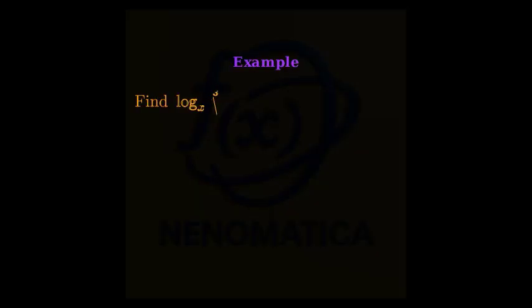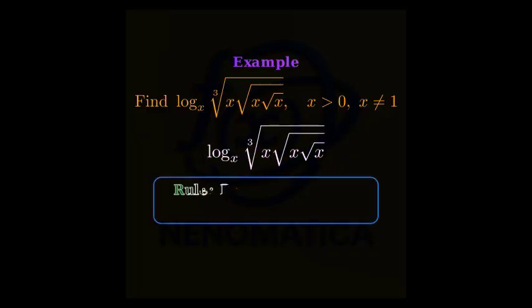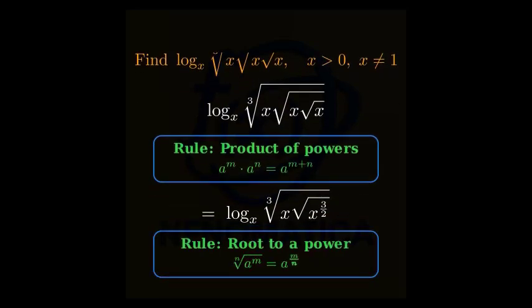Example. Problem. Compute log base x of the cube root of x times the square root of x times the square root of x. Domain x greater than 0 and x not equal to 1. Step 1. Write the original expression. Step 2. Simplify the innermost square root. Minimal correction, x times square root of x equals x to the 3 halves. So we write log base x of the cube root of x times the square root of x to the 3 halves. Step 3. Simplify the middle square root.